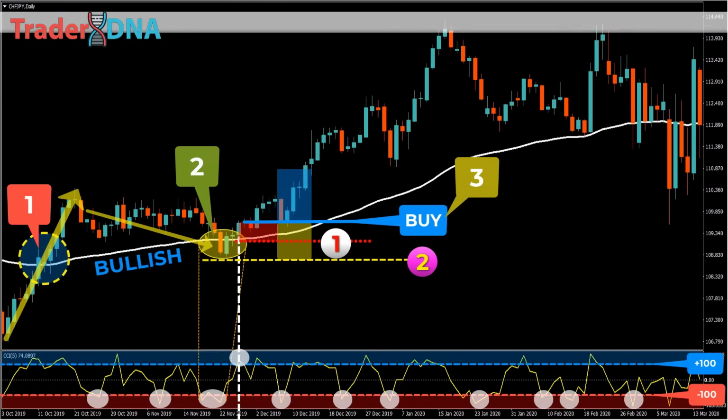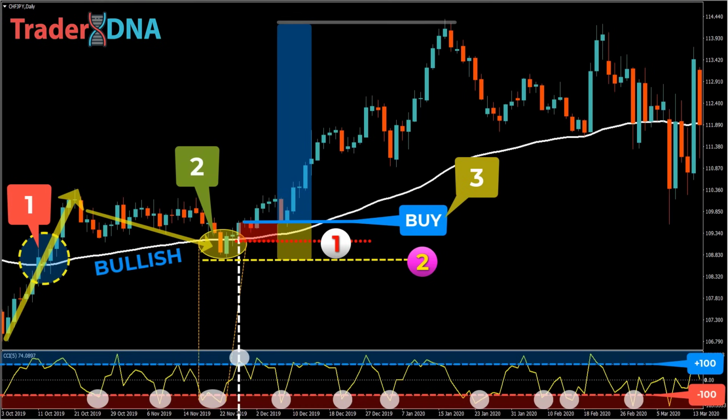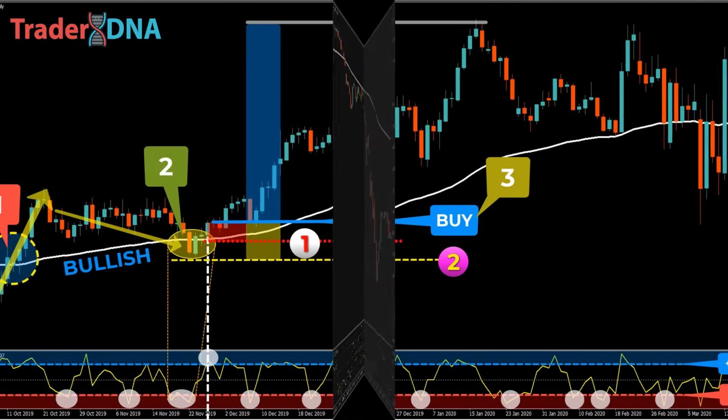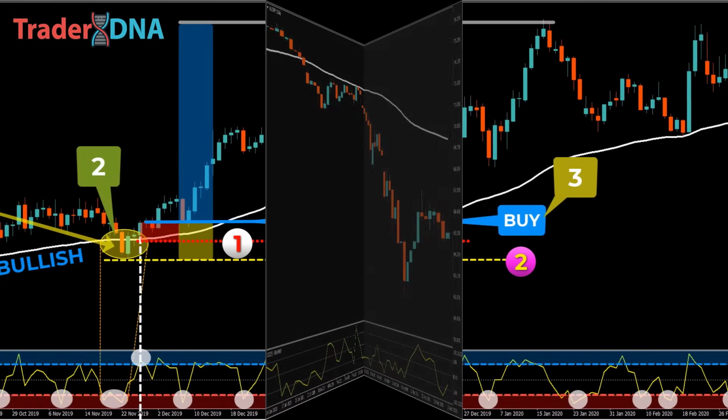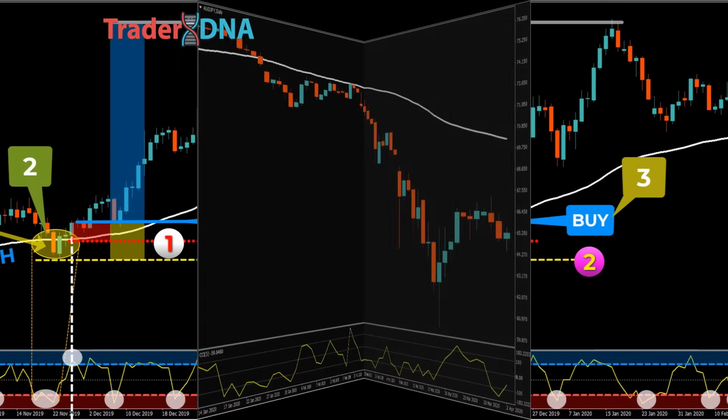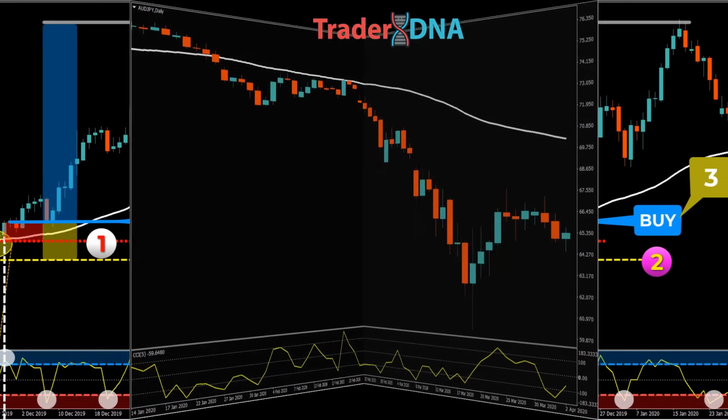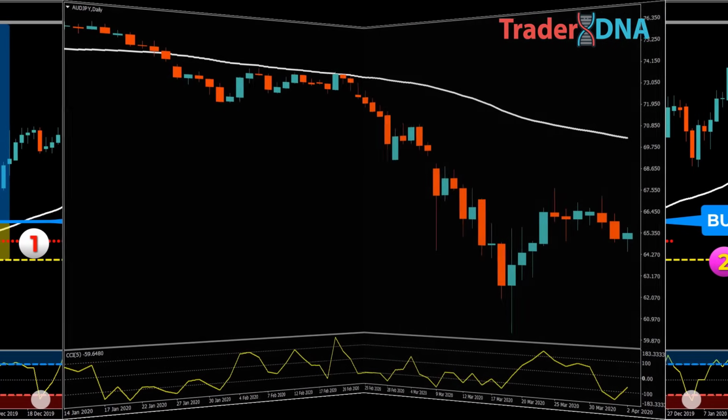And then, boom! Just like that, price skyrockets, locking in massive profits. This is the kind of trade every trader dreams of. Sell trade. Here's how you catch massive profits. Now, let's flip the script and talk about how to execute a sell trade with precision.